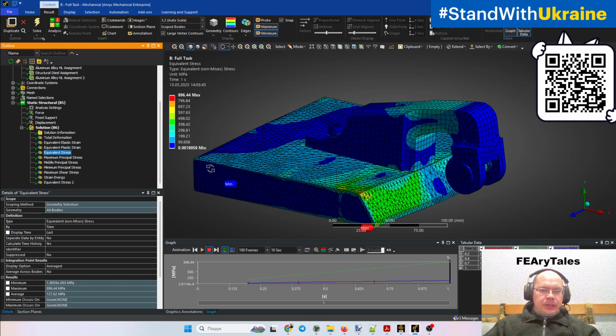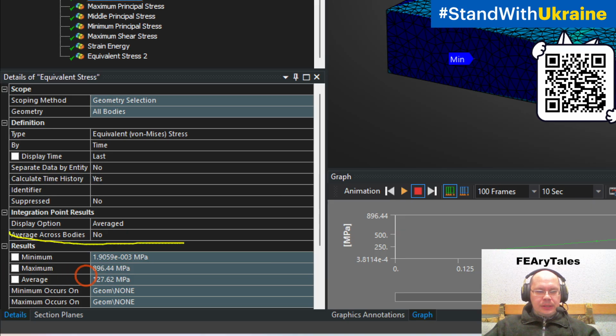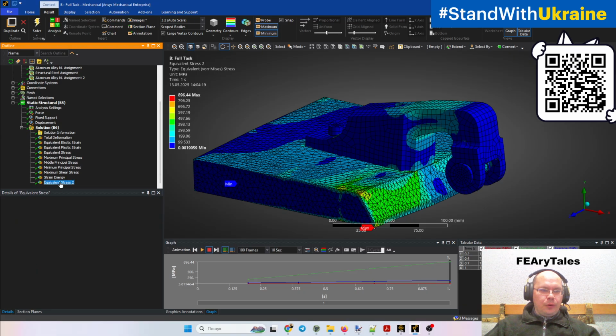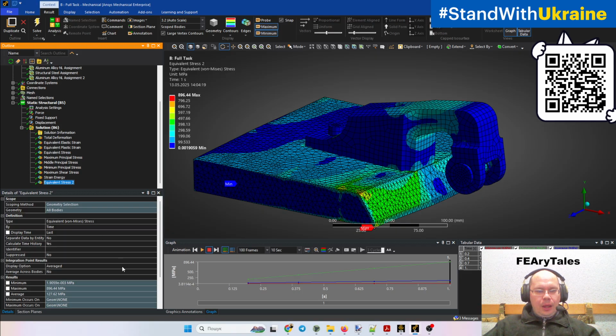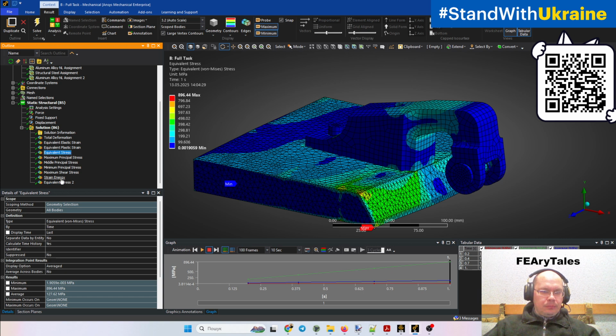And it's very important that almost all results have some additional options. If we take a look here, we will see the display options. These options can be changed by the viewer, and they affect the picture which we see and the numbers which we get. So let's try it. This is a copy of equivalent stress, and we have the same options. So those two pictures are the same for this moment.